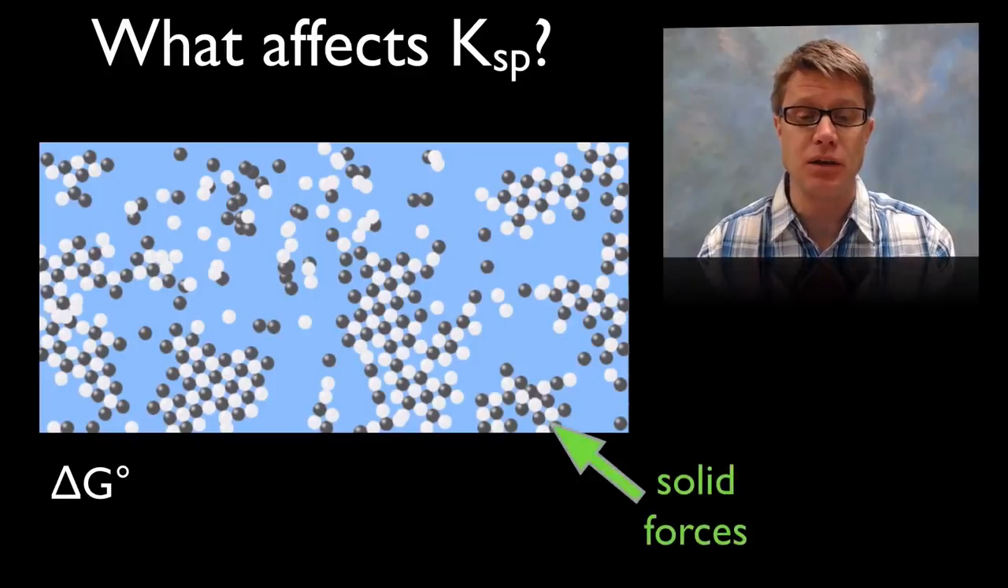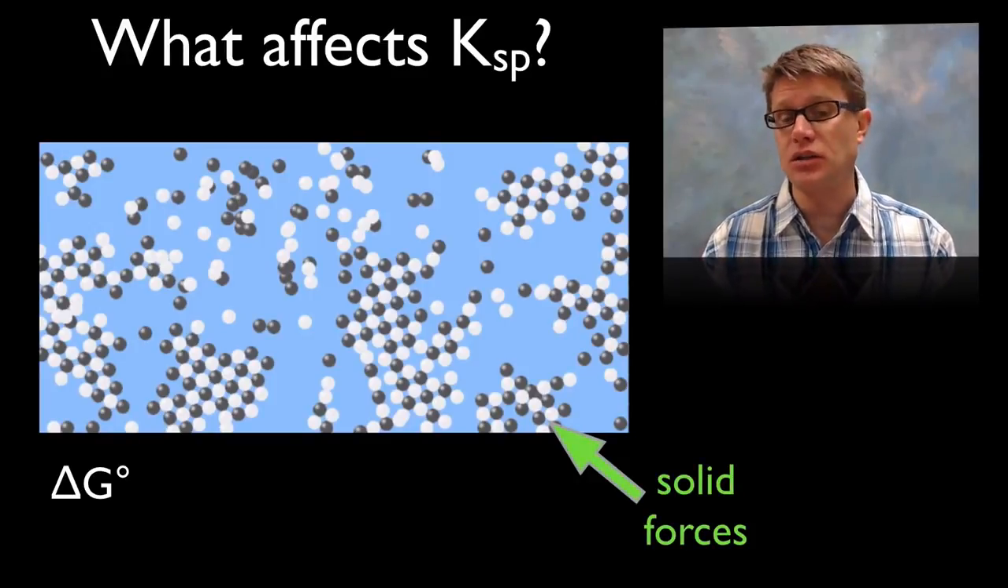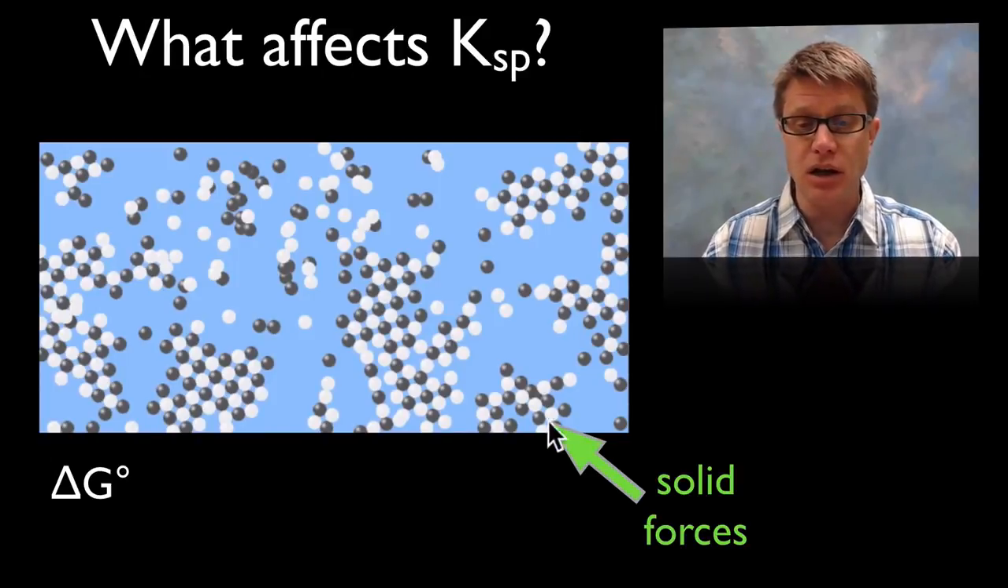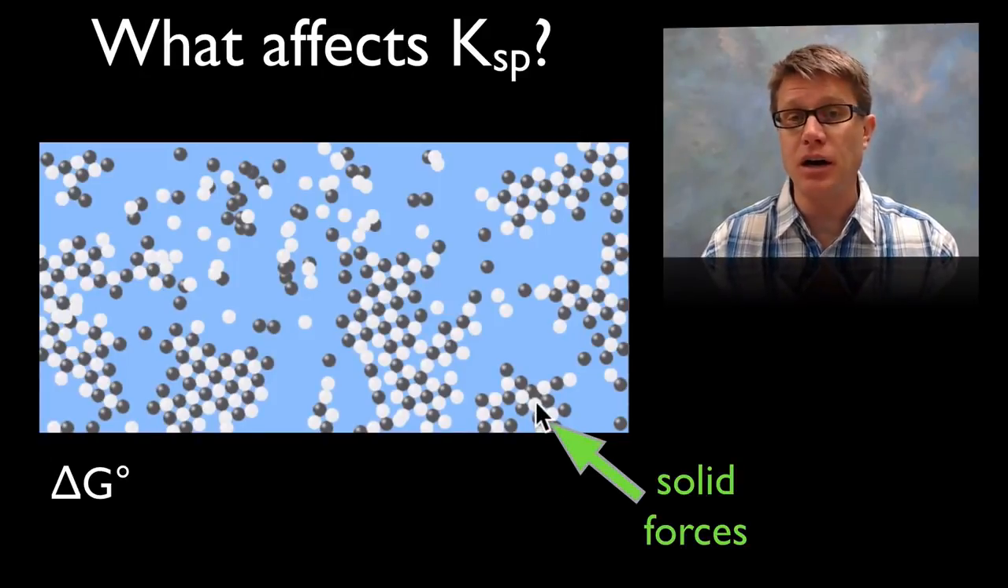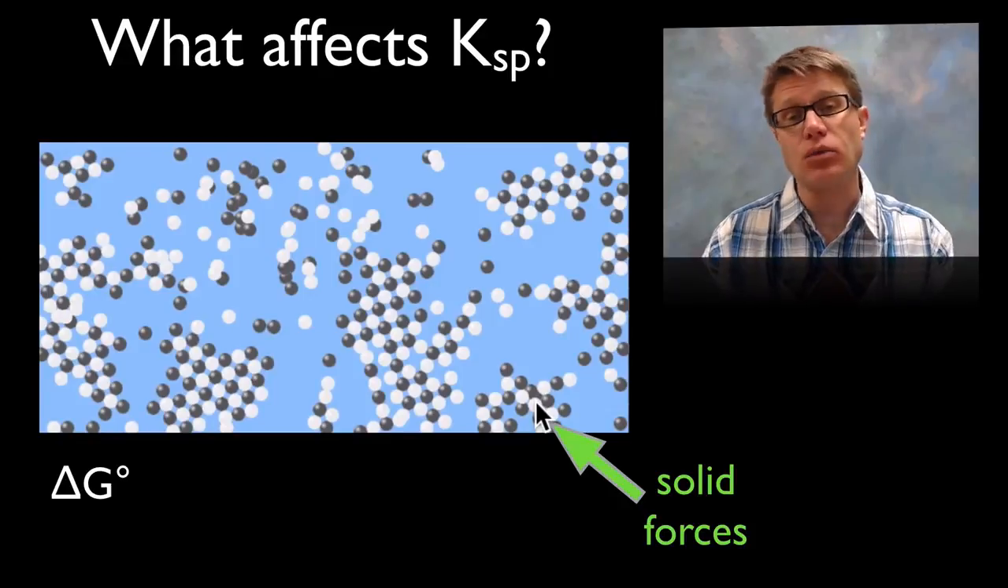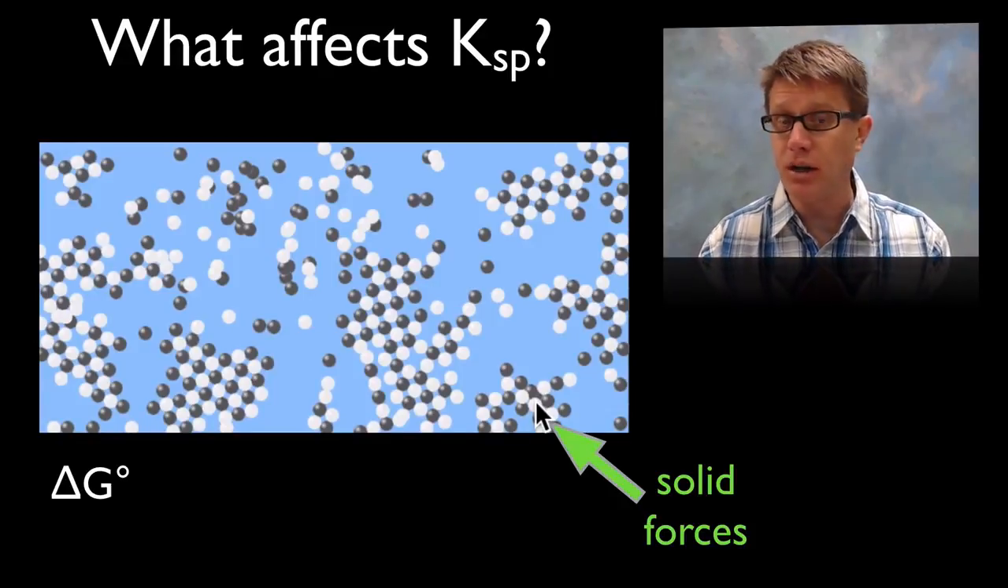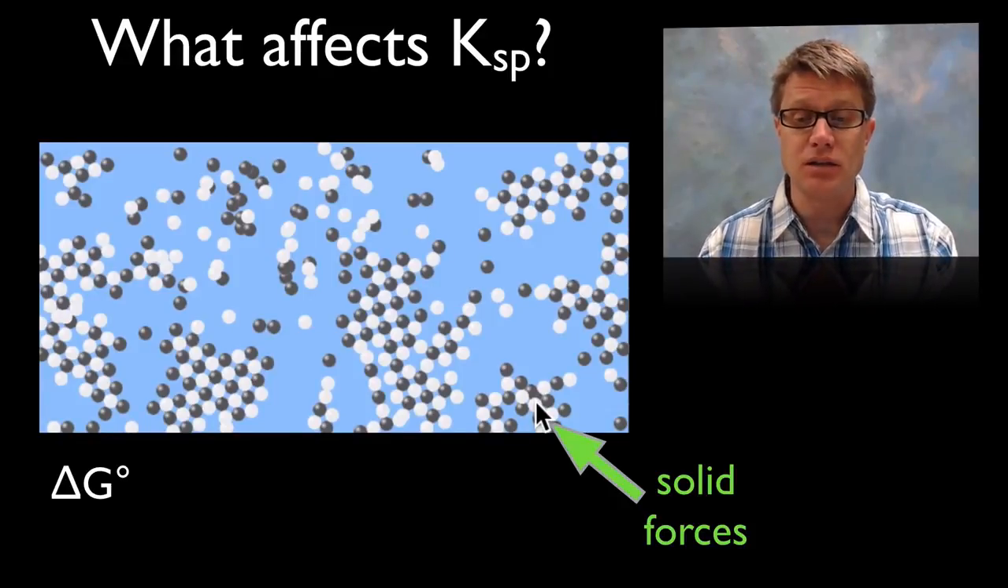And so that's what KSP affects, but you should be thinking, like, why does it affect that? What affects KSP? Well, it's mostly going to be delta G, so changes in enthalpy and changes in entropy. And so if we look at the solid form, remember there are going to be ionic bonds between all of these, and the greater those bonds are, it's harder to break them apart and then move it away into solution.